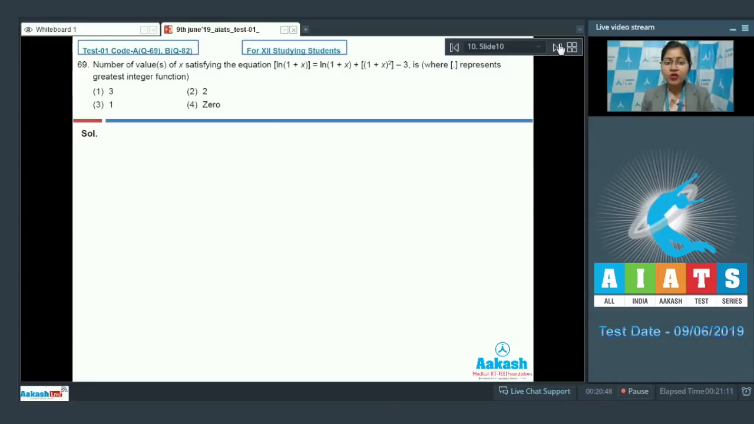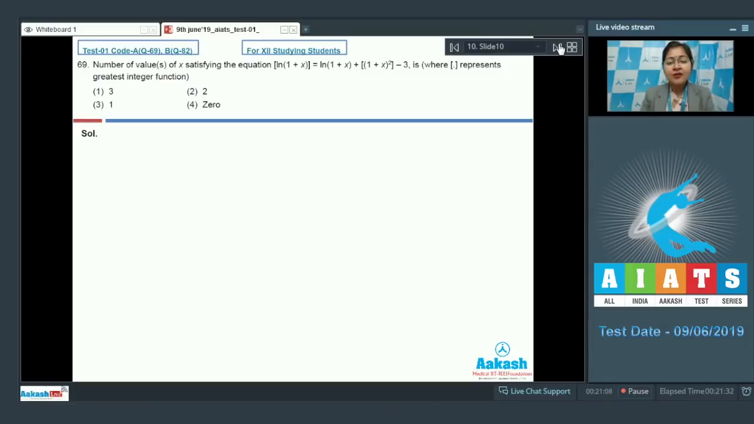Next, let's talk about question number 69, which says: the number of values of x satisfying the equation greatest integer of ln of 1 plus x is equal to ln of 1 plus x plus greatest integer of (1 plus x) whole square minus 3. A very nice question. So let's discuss it.